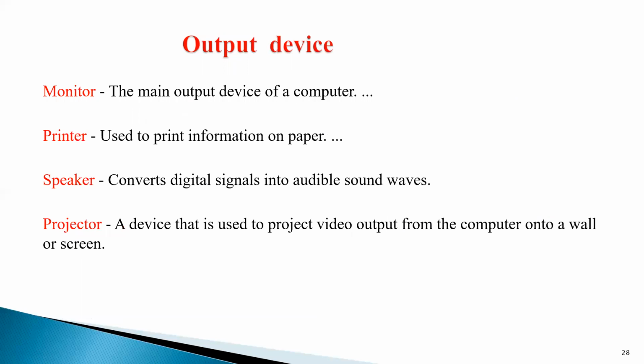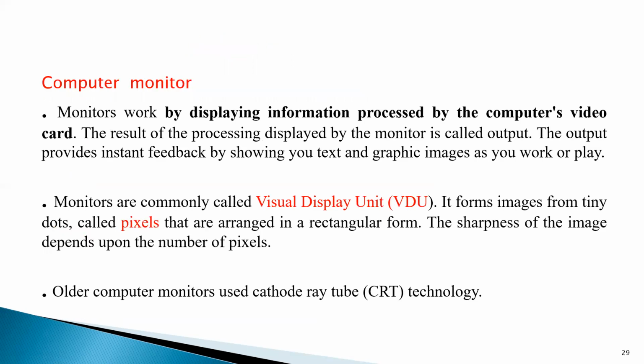Output device. What is an output device? Monitor, printer, speaker, projector. Somebody says the monitor is both an input and output device, but the monitor is an output device. The main output device of the computer. Printer is used to print information on paper. Speaker converts digital signals into audible sound waves. Projector is a device used to project video output from the computer onto a wall or a screen.